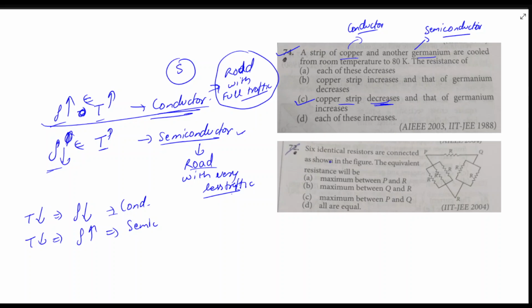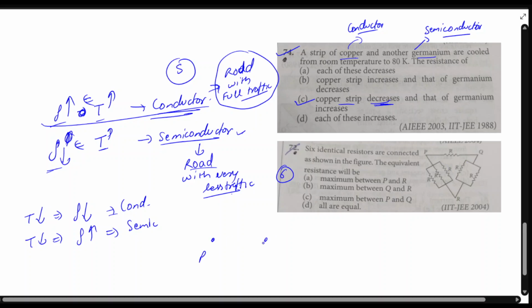Let's move on to 72. So this is quite easy, I think. This is our sixth question. So 6 resistors, find the equivalent resistance. Okay, let's find first between P and Q.